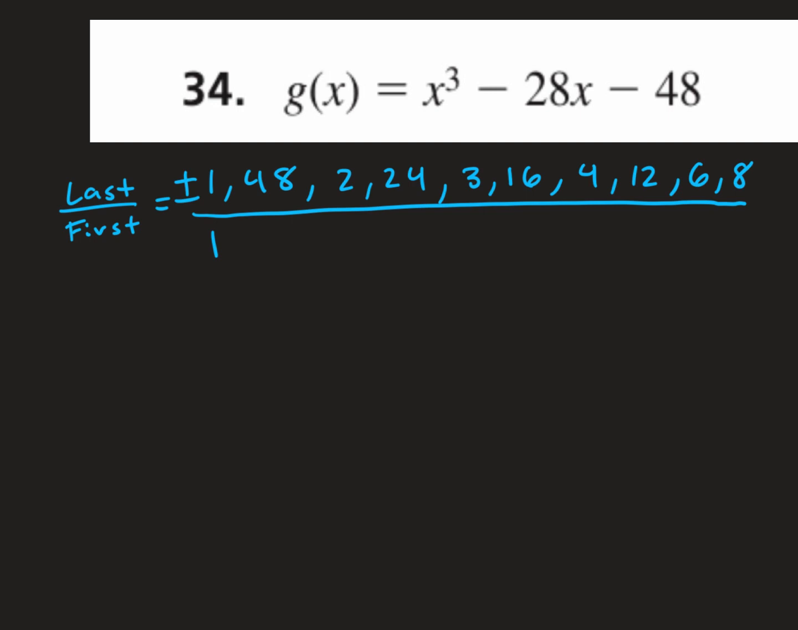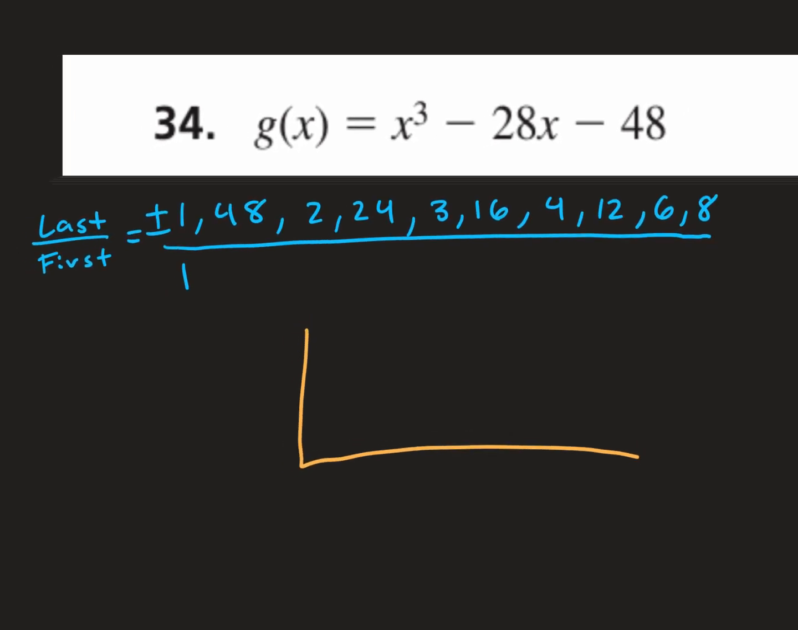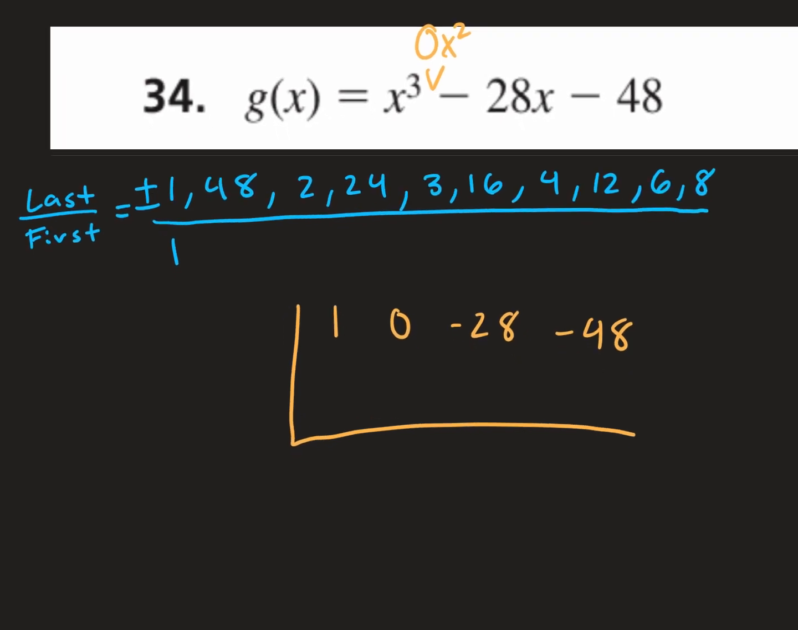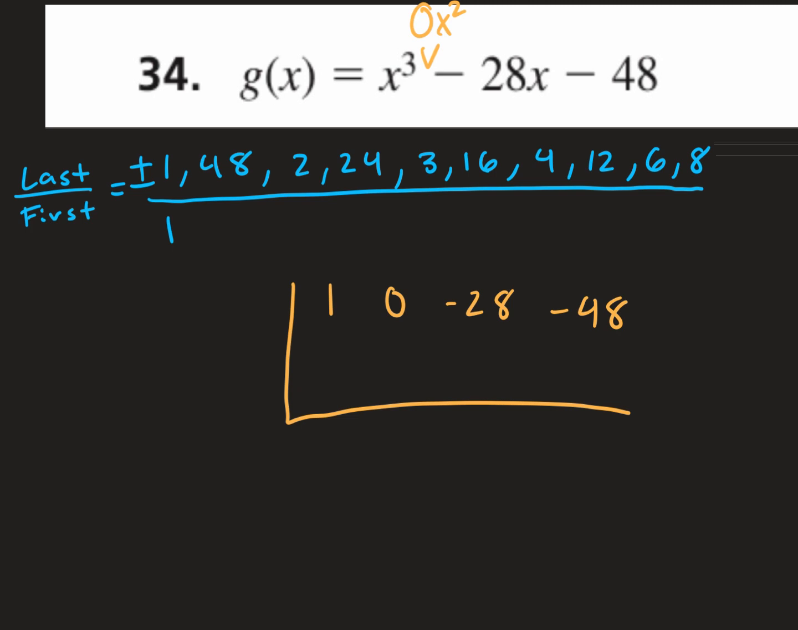What is going to go inside the box? Are you sure? Am I missing anything? So I have to put a 0 x squared in there. So I have 1, 0, negative 28, and negative 48. What do we want to try first? Let's try 1. So drop down the 1, multiply. We get 1, add, multiply, add, negative 27, multiply. Does 1 work? Nope.